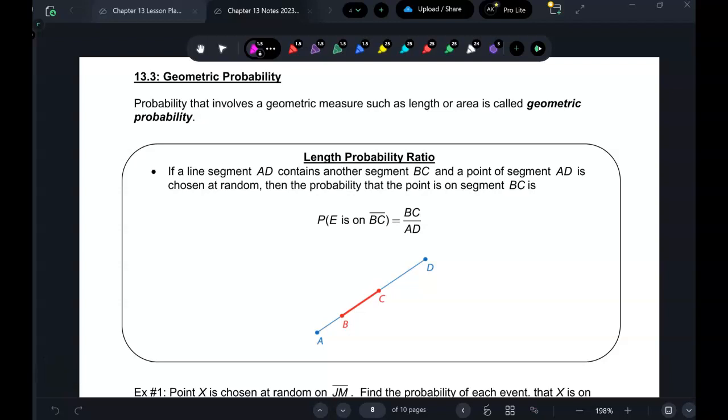Okay, so first we'll look at length, and then we'll look at area. So geometric probability is basically the probability of an event happening out of the whole area or region that we're looking at. So for example, length probability ratio. Let's say we have this line segment from A to D. What's the probability that if we choose a point randomly that it lies on BC? So BC divided by AD. Right, BC over the whole segment.